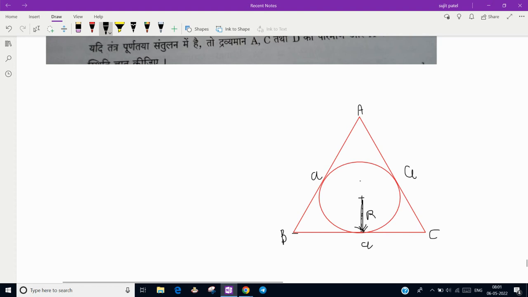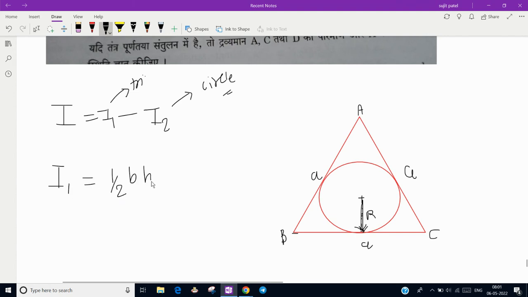Okay, so what to do is we have to write first: I'm writing the moment of inertia I is equal to I1 minus I2. I1 is for the triangle and I2 is for the circle. So first of all we will find I1 for the triangle. I1, the area moment of inertia of a triangle about its base, is 1 by 12 into B H cube.